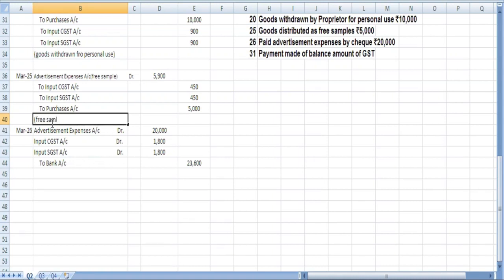Free sample given, and here we will write down advertisement expenses paid. Okay, now the last question here, it says that payment made of balance amount of GST, March 31.